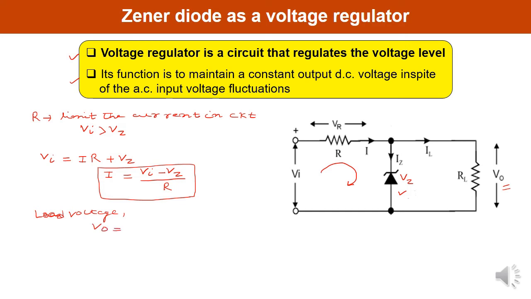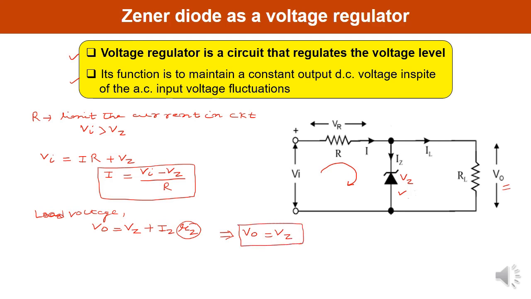V naught is written as what? Vz, which is the Zener voltage, plus Iz into Rz. Iz is the current passing through the Zener diode and Rz is the internal resistance. But the Zener resistance can be neglected. It means when it can be neglected, this V naught is equal to what? Vz.